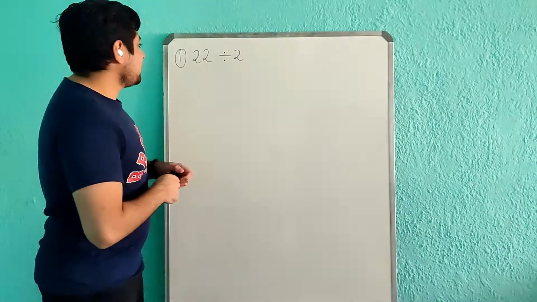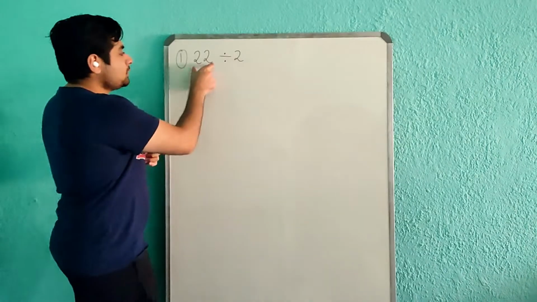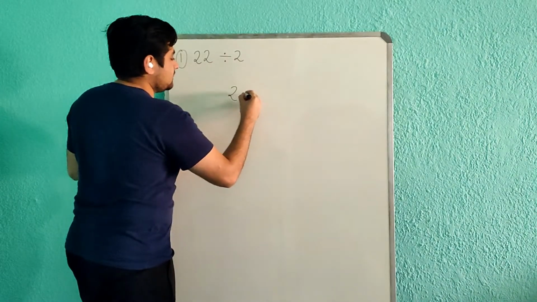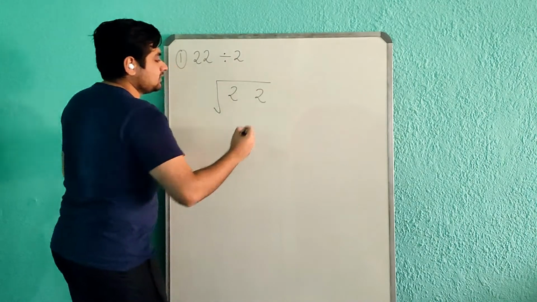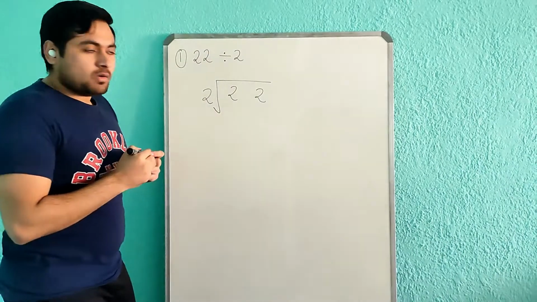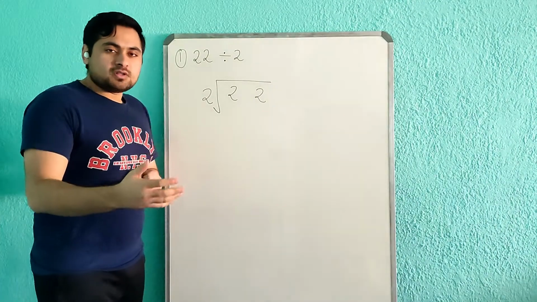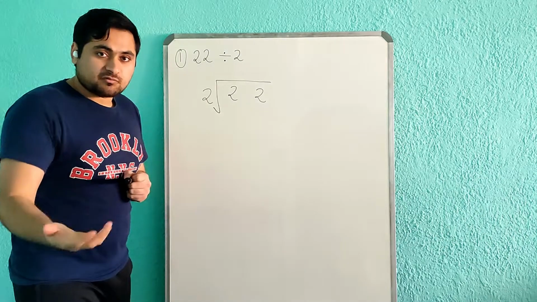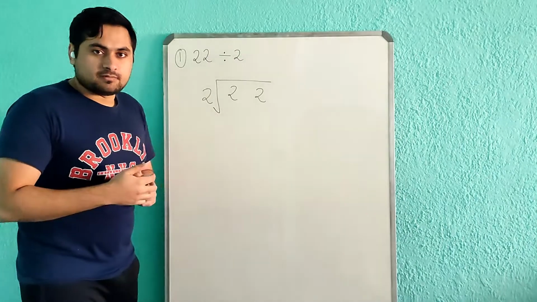So question 1 says 22 divided by 2, right? So we'll be writing 22 here. Then for the division, we'll write this and the 2 we'll write on this side. Now we need to know the table of 2. If you don't know the table of 2, make sure you have a piece of paper where you've written down all the tables, right? So you can know the table of 2, correct?